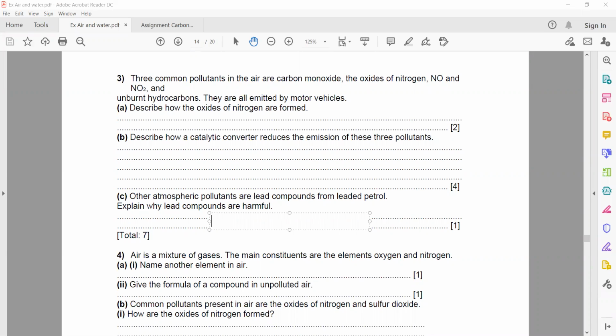They can affect the nervous system or can damage the brain. So things you can mention: can damage the brain or reduce IQ, or lead compounds are toxic. Simply you can write that they can damage the brain.